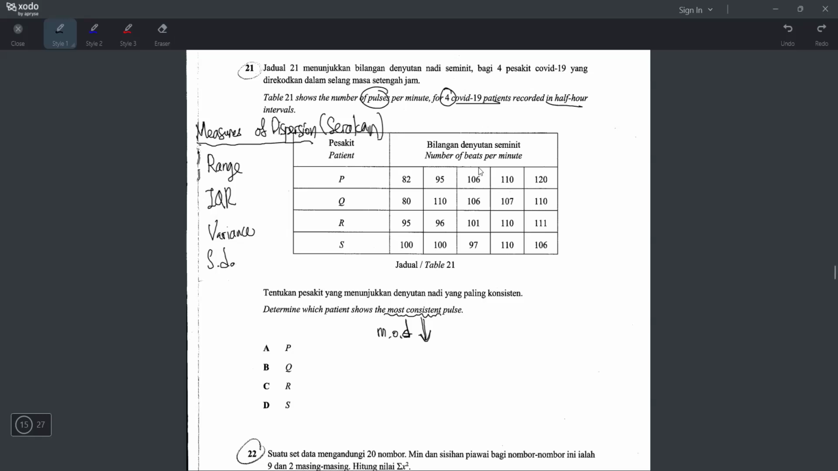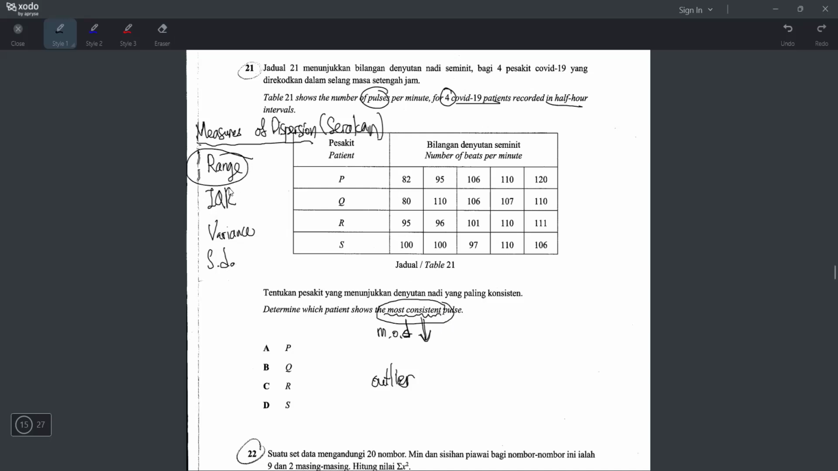But for this question, if you look at the heartbeat, they are almost the same, right? There is no extreme value. What is extreme value? Extreme value means outlier. Outlier or extreme value is when there is a value that is very far away from the rest, whether it's extremely small or extremely big. So if you look at all the values, it's almost the same, right? 82, 95, 100, 82, 100. So everything is like 80 to 100, 90 to 100. So there's no outlier, right? But now we need to know who's most consistent, right?